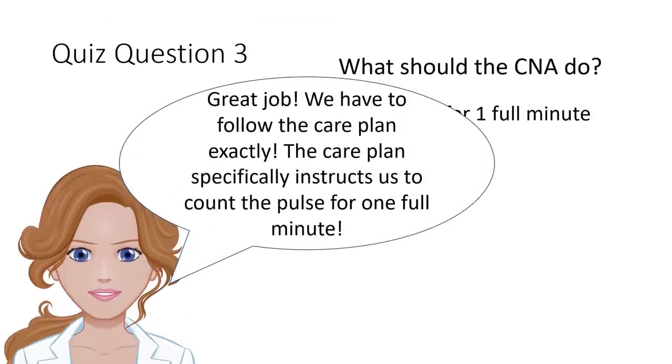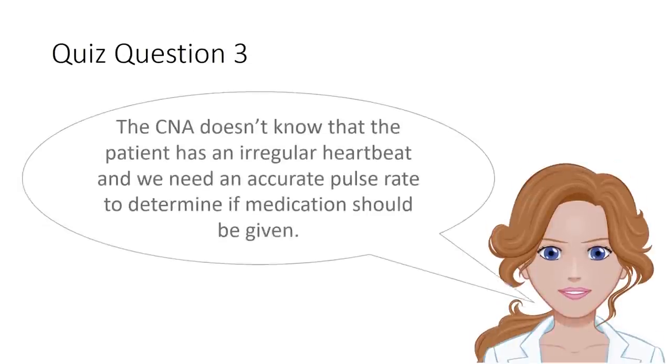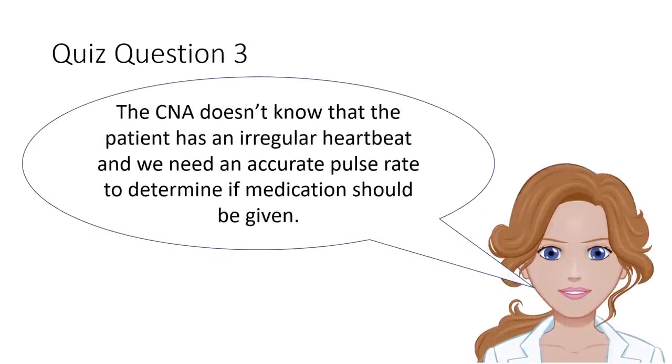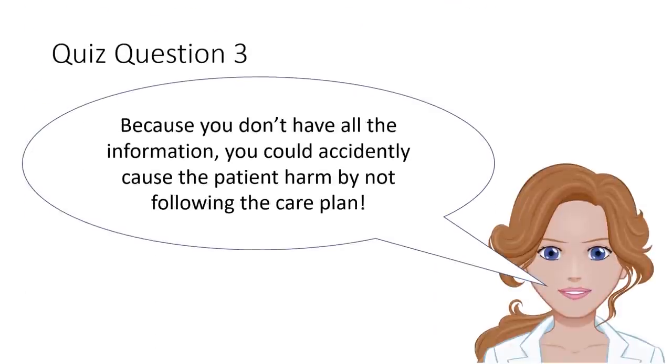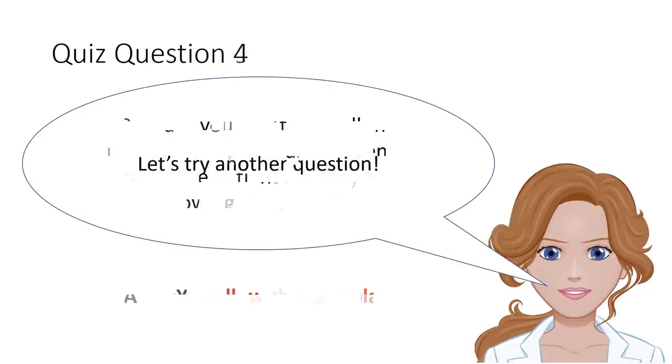We have to follow the care plan exactly. The care plan specifically instructs us to count the pulse for one full minute. What the CNA doesn't know is that the patient has an irregular heartbeat, and we need an accurate pulse rate to determine if medication should be given. Because you don't have all the information, you could accidentally cause the patient harm by not following the care plan. Always follow the care plan. Let's try another question.